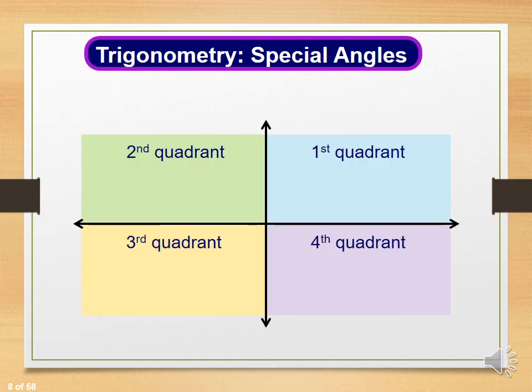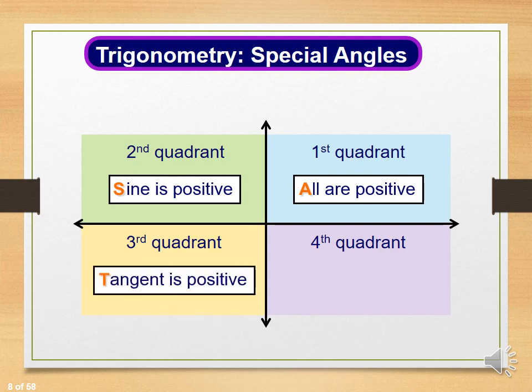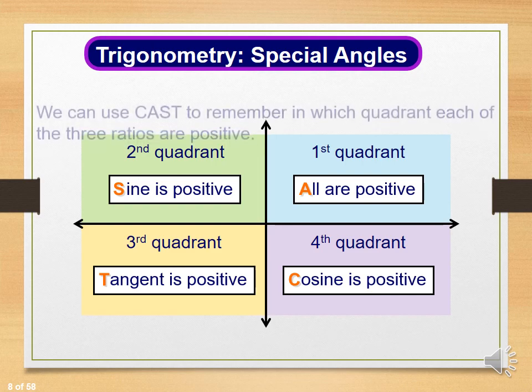So in the first quadrant, all the trigonometric ratios are positive. In the second quadrant, sine and its reciprocal is positive. All other ratios are negative. In the third quadrant, tangent and its reciprocal is positive. All other ratios are negative. While in the fourth quadrant, cosine and its reciprocal is positive. All other ratios are negative.